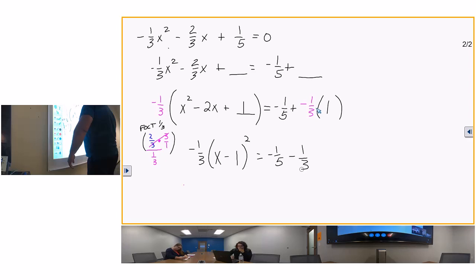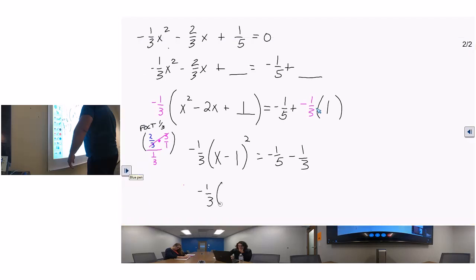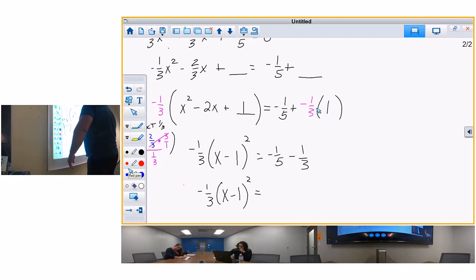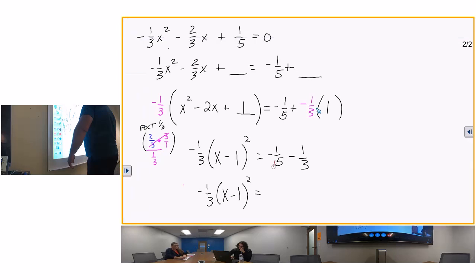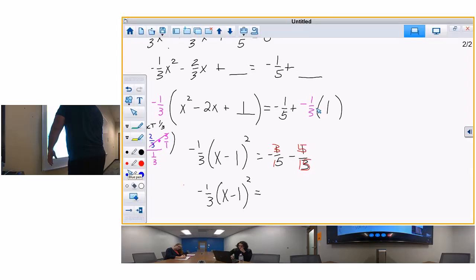Y'all remember the first day you started completing the square? I wonder how many of you knew how to do it. No, you didn't. Don't lie. Negative 1/3 times x minus 1, equals, and I'm going to change this into a 15 and change that into a 15. How many times will 5 go into 15? 3 times. How many times will 3 go into 15? 5. I got negative 8/15.